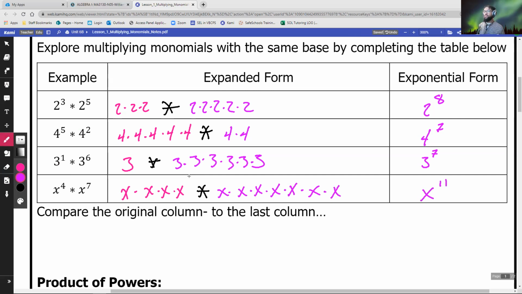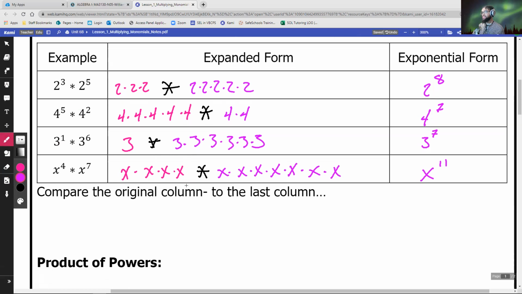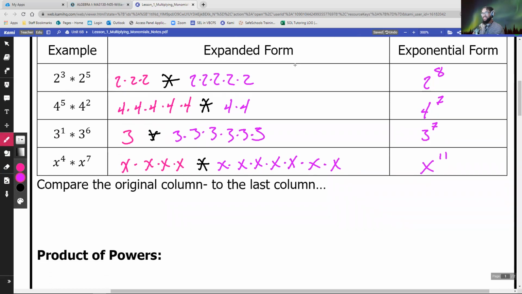Okay, so if we look at these columns, this middle column here is under expanded form, and then this column here is exponent form. When we look at these portions here, each of these exponents, we've just added them together. We've added the pink and the purple for each of these lines together. So with this first one, we have this 2 cubed times this 2 to the 5th. When we write it out in exponent form, that becomes 2 to the 8th.